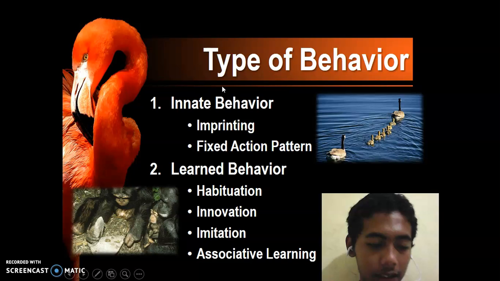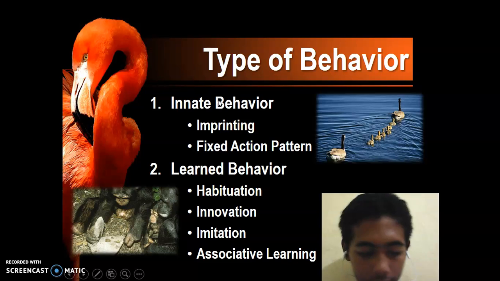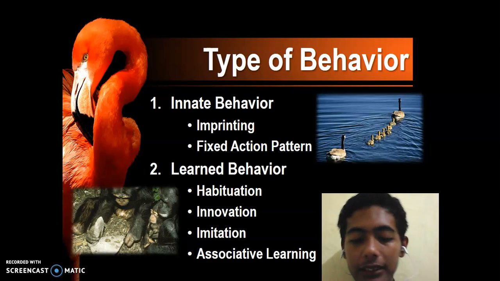The first is innate behaviors. Innate behaviors are animal behaviors that automatically exist since birth without going through a learning process. In innate behavior, there are two parts. The first is imprinting. The second is fixed action pattern.